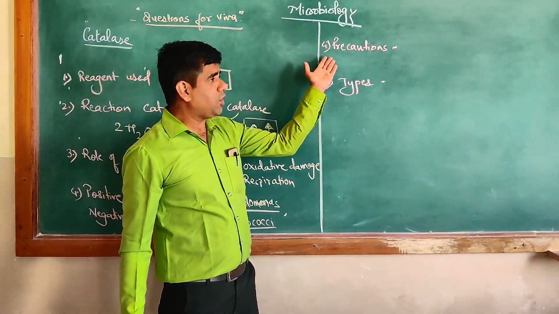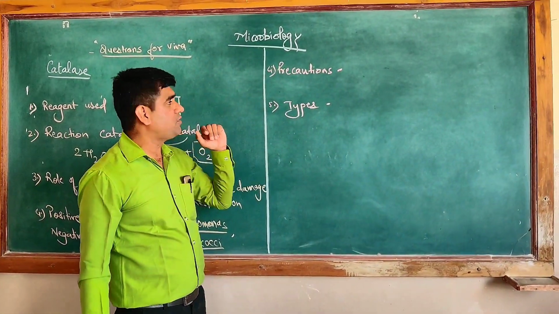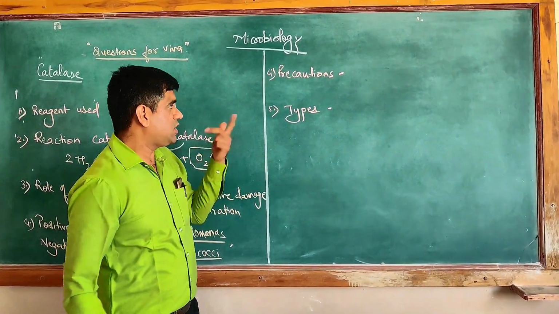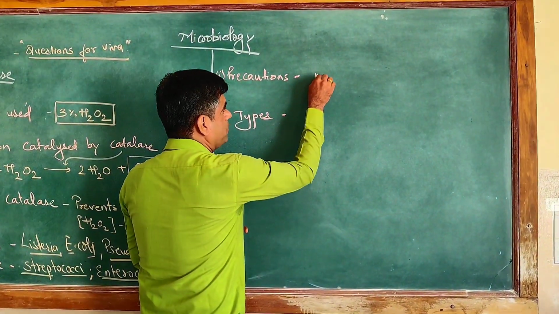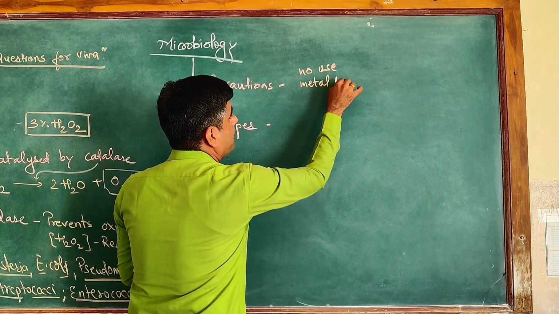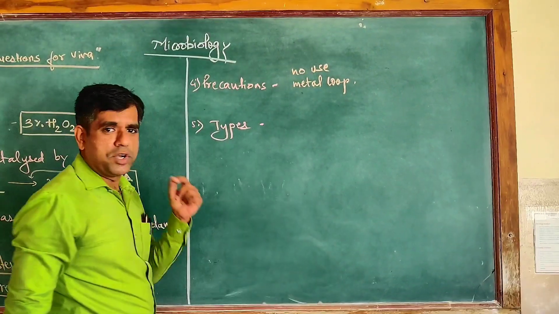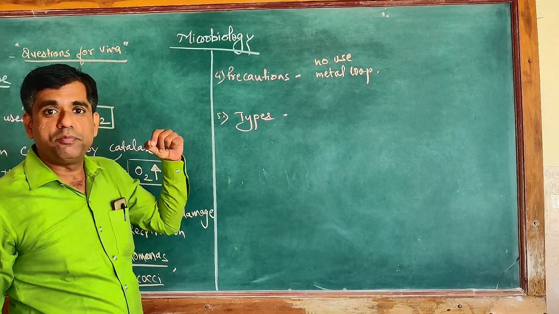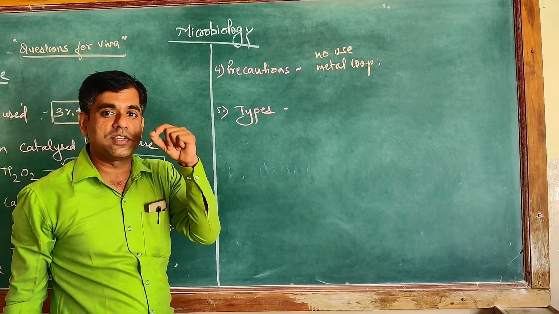What is the common precaution which we take during performance of this catalase test? Try avoiding using a metal loop. So do not use any metal. You can use a wooden applicator stick because use of a metal loop may give you a false positive result.